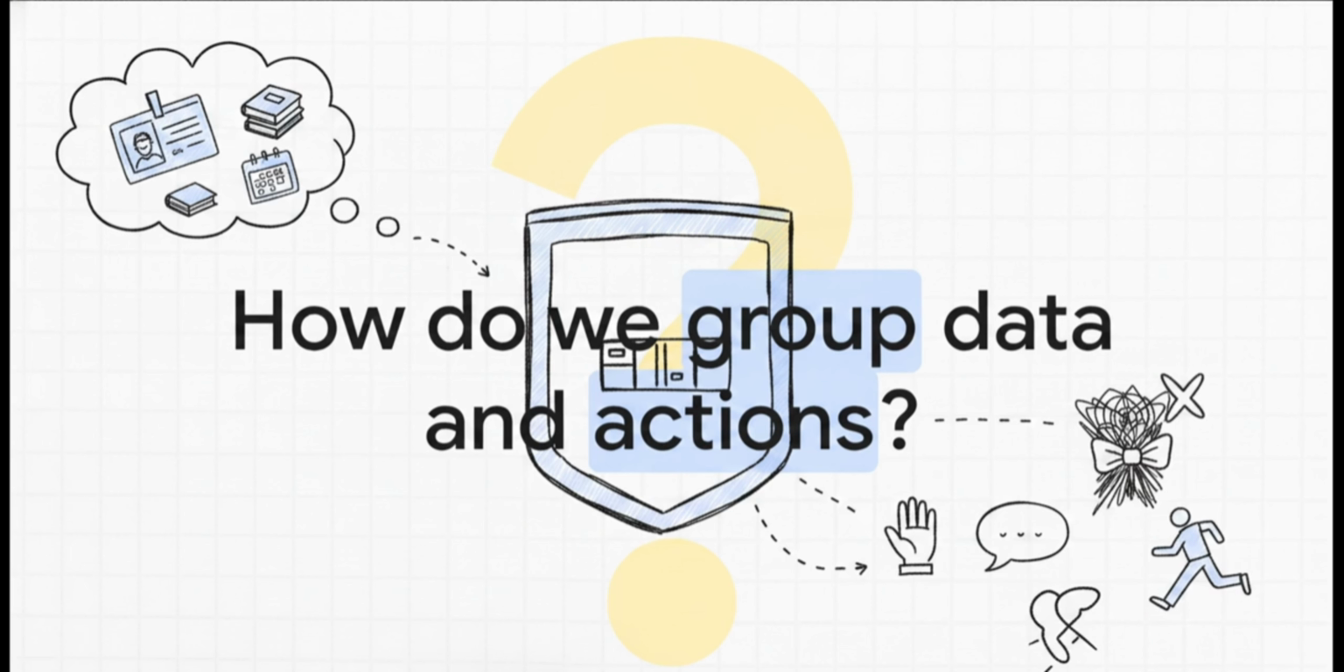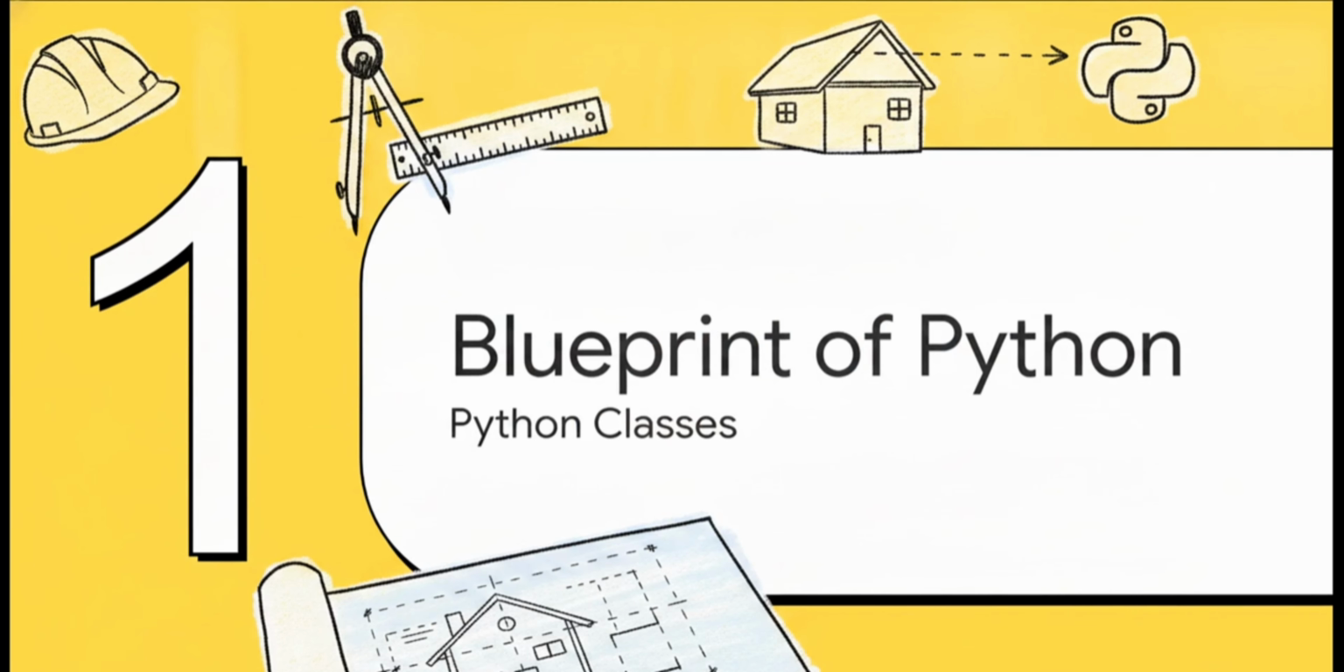Without a real system, you'd be typing out hundreds of isolated variables, like student1_name, student1_age, student2_name, and so on. It's an absolute nightmare. The code becomes impossible to read and incredibly prone to errors. We desperately need a clean, structured way to tie that specific data and those specific actions together into one neat package. Section 1. The Blueprint of Python.